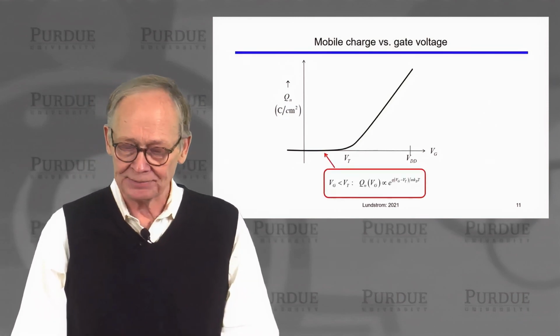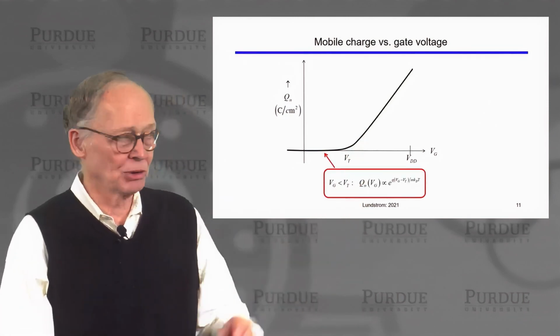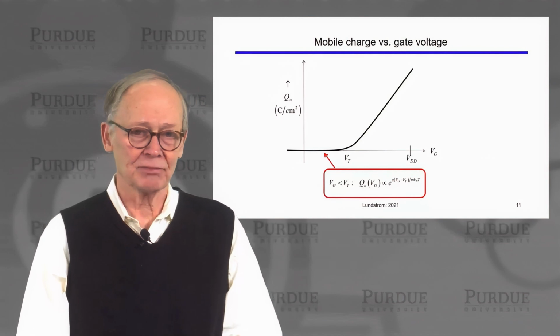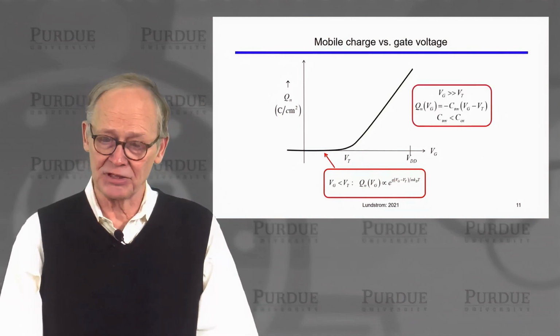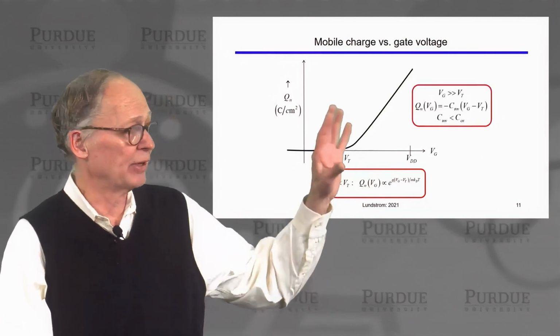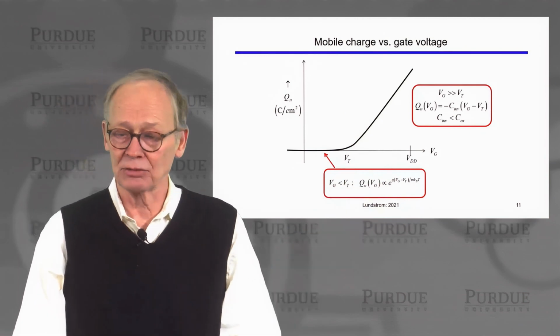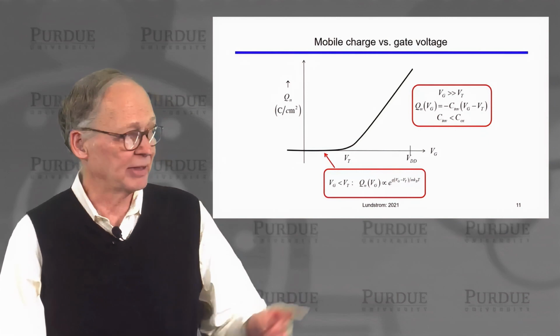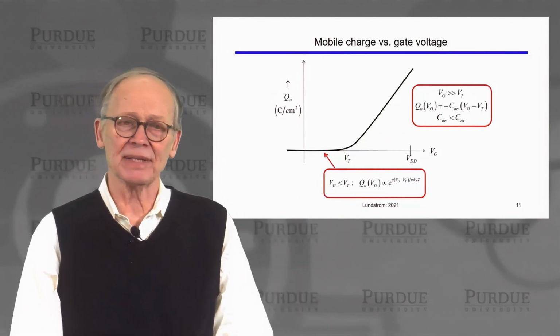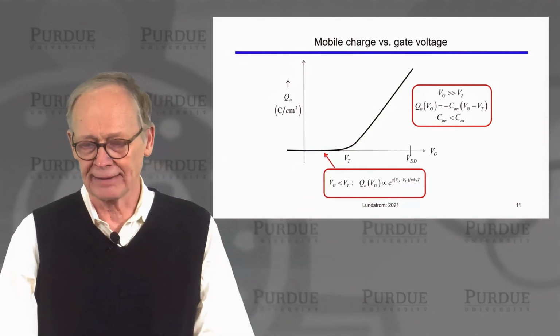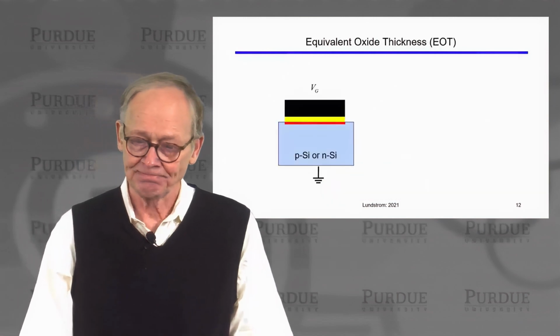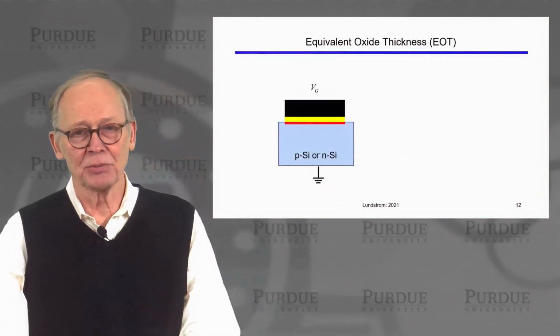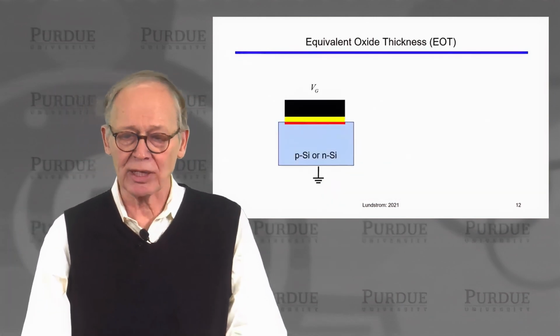So here's what we have. We have our expression below threshold. Mobile charge varies exponentially with Vg minus Vt. We have our expression above threshold. Mobile charge varies linearly with Vg minus Vt, but the capacitance is this inversion capacitance, which is a little less than the oxide capacitance. Now, there are a couple of terms that I just want to mention here quickly.